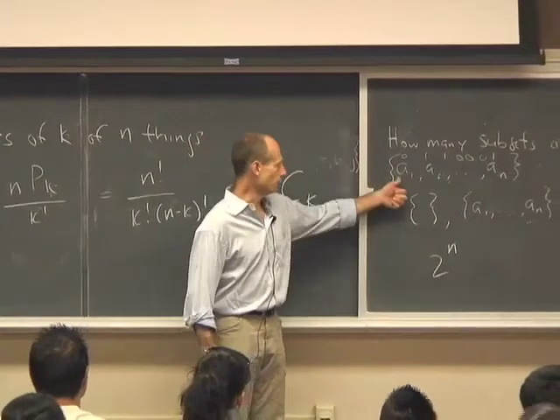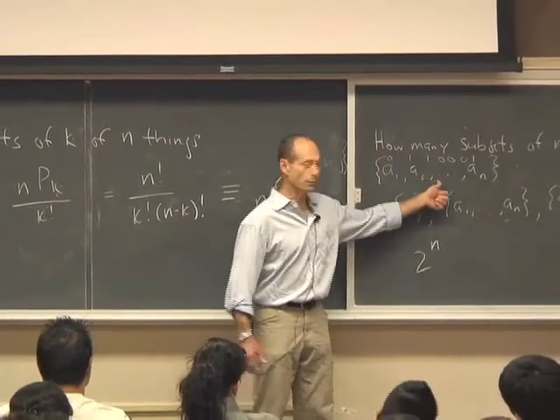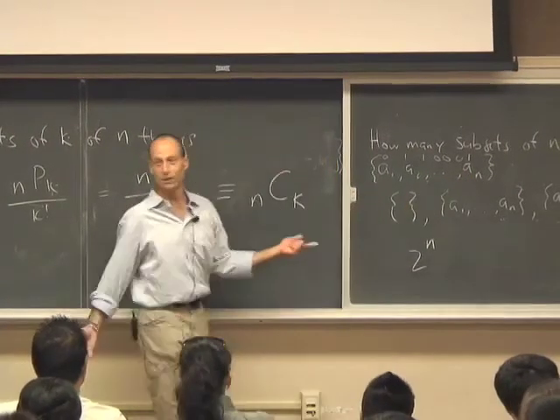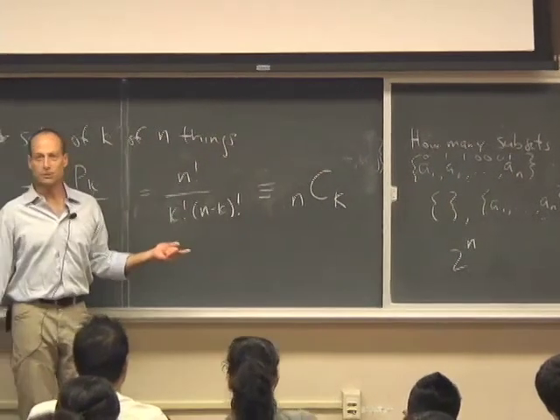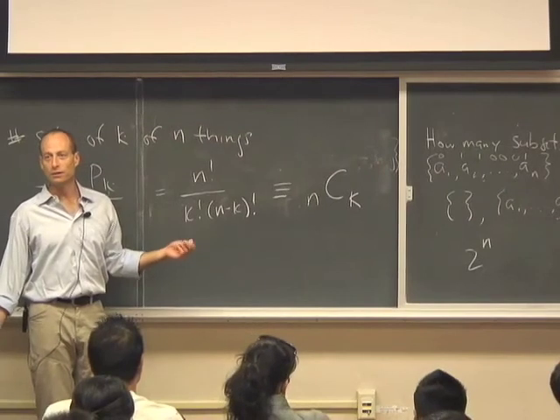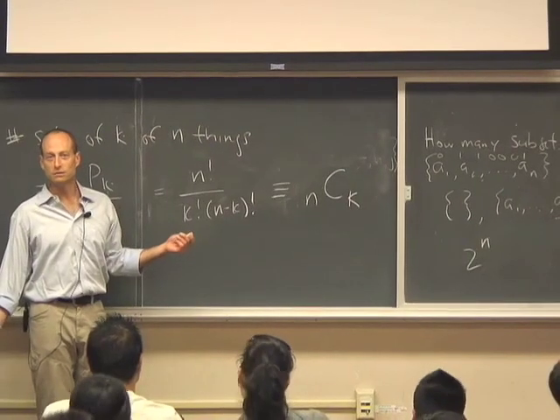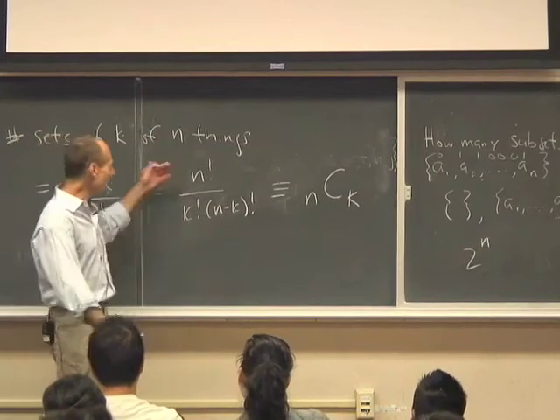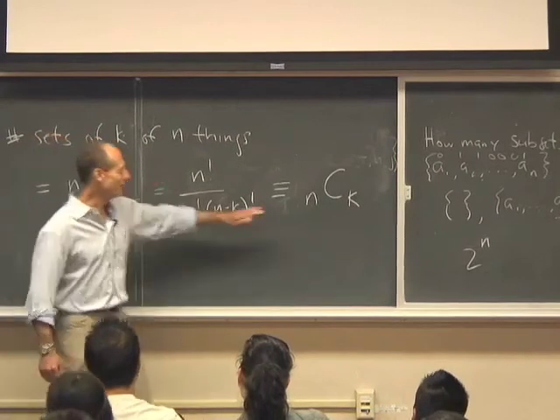Well, how many subsets are there of size 1? Well, I could take the first element or the second element or the third element or et cetera on up to the nth element. So there should be n possible subsets of size 1. Right? Please say yes. OK, so what happens if we look at n choose 1?